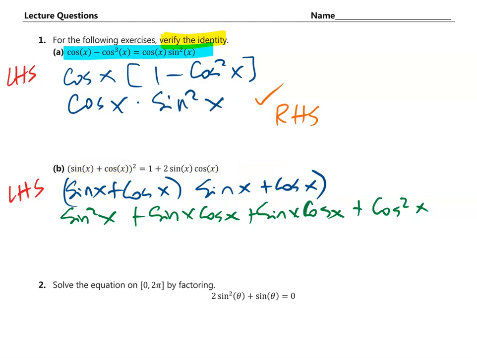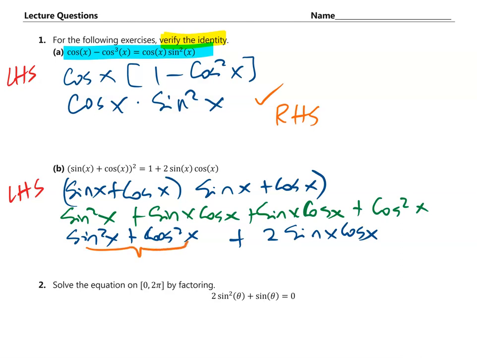Then we can combine this. Sine squared x plus cosine squared x, and sine x cosine x plus sine x cosine x is 2 sine x cosine x. And remember, sine squared x plus cosine squared x is a Pythagorean identity, which is equal to 1. So 1 plus 2 sine x cosine x. And now look at this. This is already the right hand side.